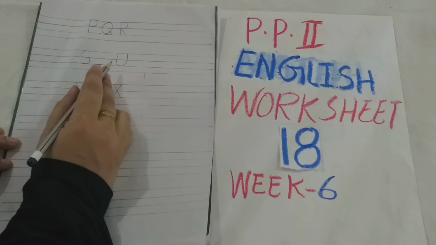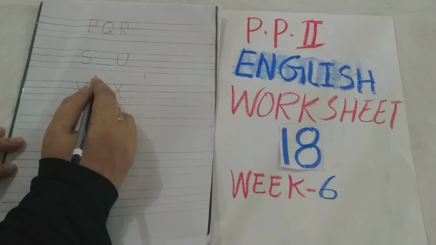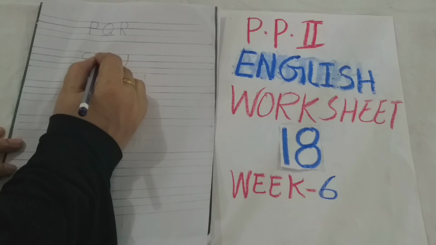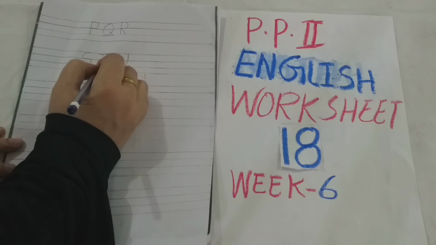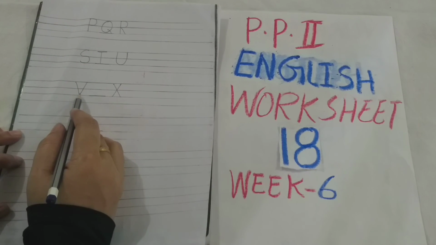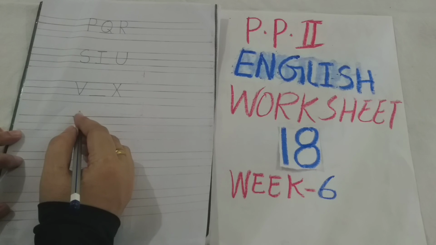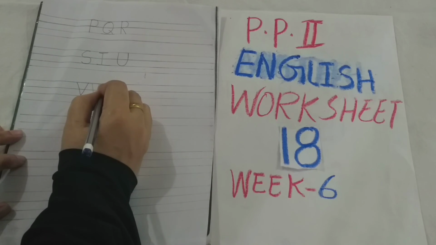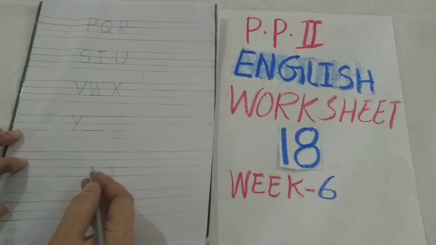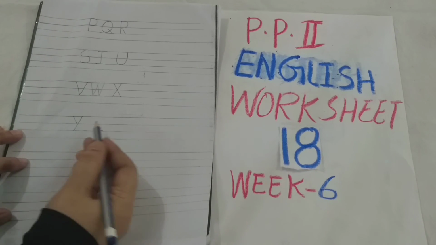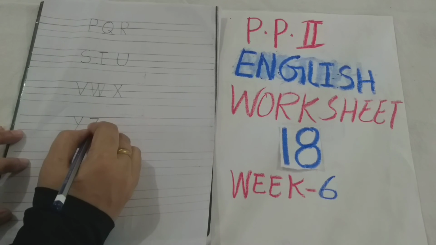Now, S dash U. Which letter do I have to write here in the dash? T is the correct letter. Write here in the dash, capital T. Now, V dash X. Which one is the correct letter? W is the correct letter. Write here in the dash you have to write W. Now, Y after? You know very well. Z you have to write here.